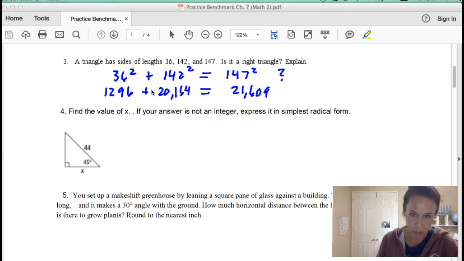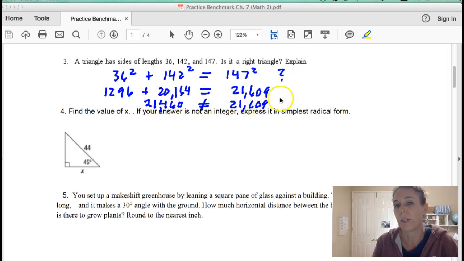No. Actually, let's do it on calculator. 20,164 plus 1,296 is going to give me 21,460. It's close, but not quite. So no, these do not equal each other, and this is not a right triangle.